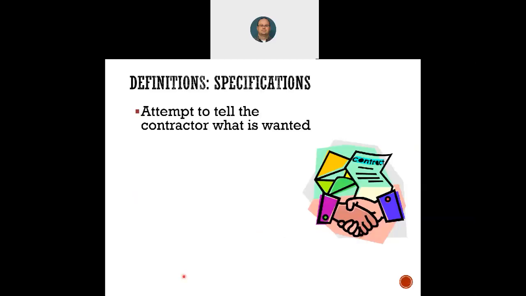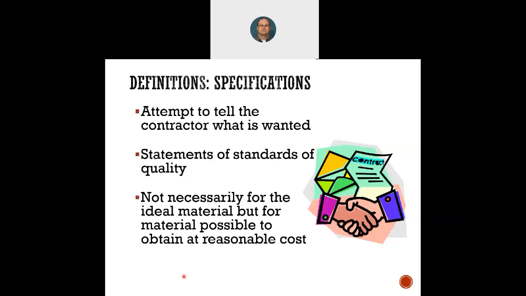Attempt to tell the contractor what is wanted. That's what we're always trying to do. Okay, that's what specifications are for. It tells the contractor how to estimate and bid the project to construct it, to give the owner or the engineer a cost. Okay, that's what a specification is. There are specifications and statements of standards of quality. Okay? Not necessarily for the ideal material, but material possible to obtain at a reasonable cost.